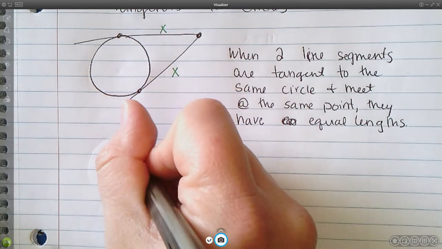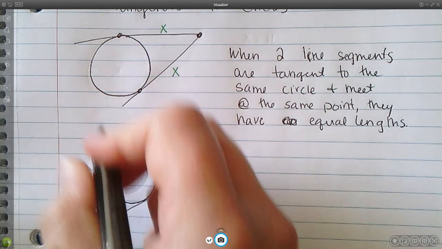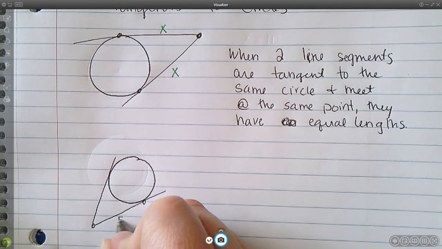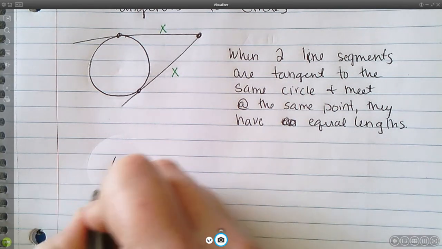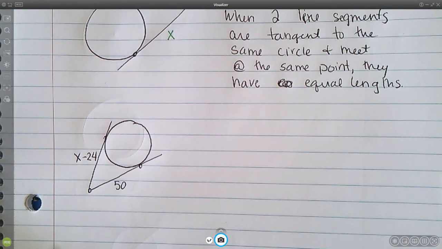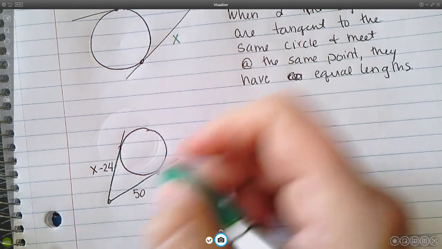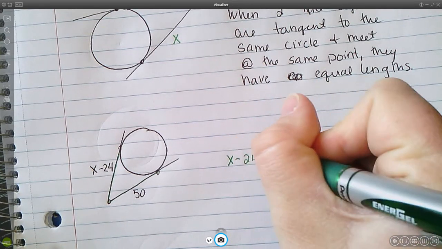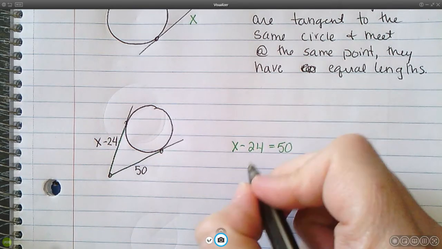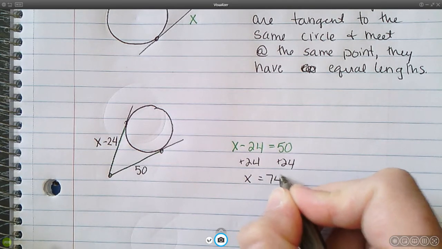Let's say we have a circle. Let's put our point out here, make a tangent line, make another tangent line. If this length is 50 and this length is x minus 24, and it wants you to solve for x, we know that these two lengths are the same. So x minus 24 equals 50. To solve for x, we add 24 to both sides, and x is going to equal 74.